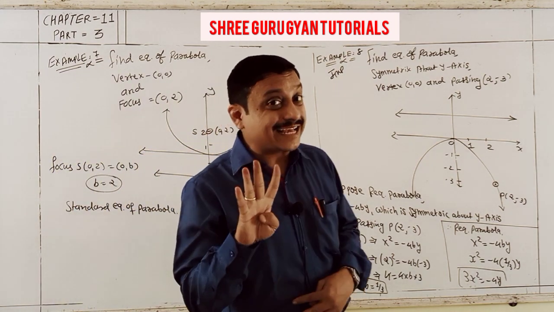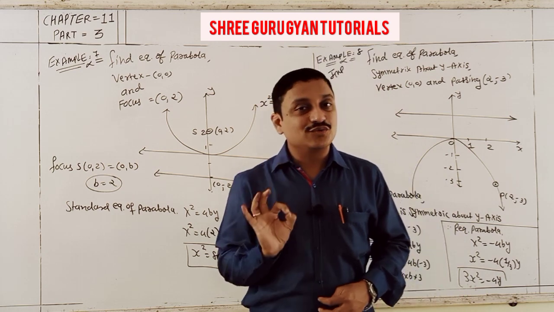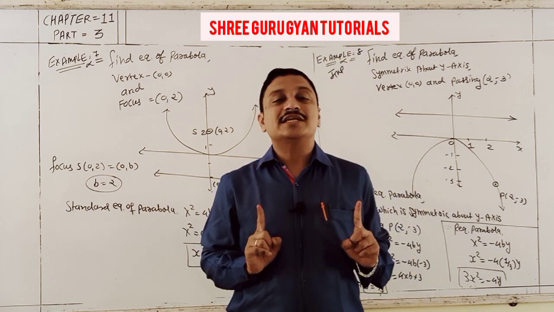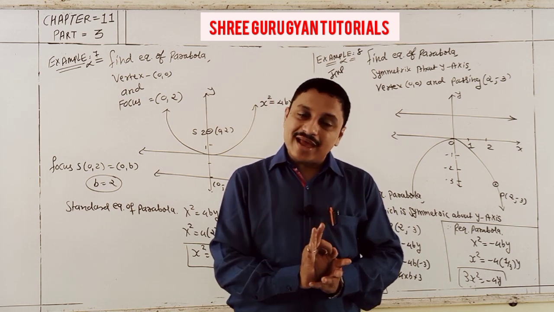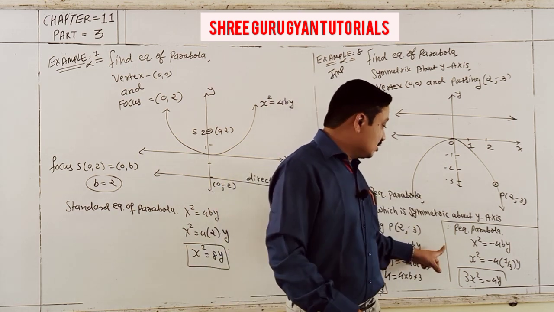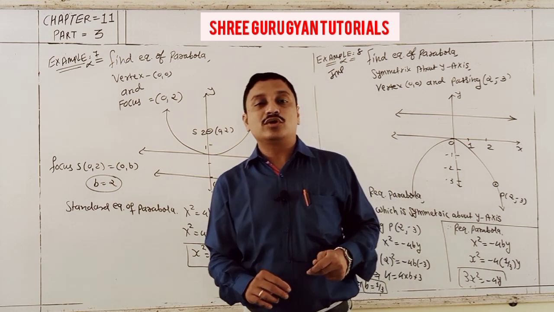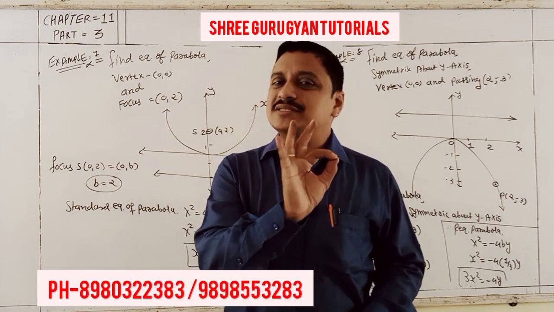Students, I explained 4 cases here. First, y square is equal to 4x. Second, y square is equal to minus 4x. Third, x square is equal to 4by. And fourth, x square is equal to minus 4by. All these 4 cases and simple examples, students, I have done.